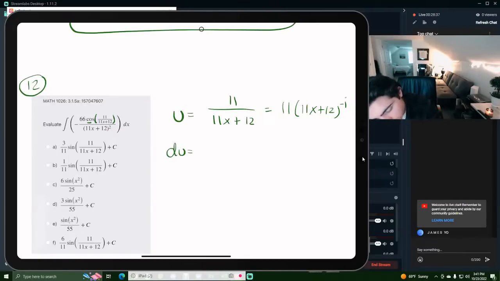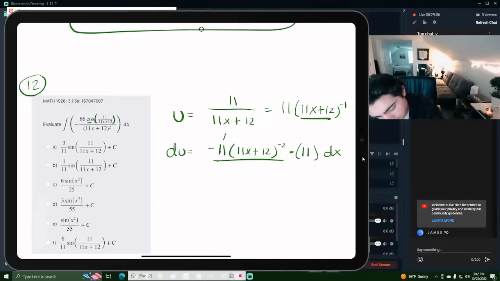Let's take the derivative, bring out the negative 1, we get negative 11. We leave the inside stuff the same. We subtract 1 from the exponent to get negative 2. That was the derivative of the outside layer, the outside power of negative 1. Now we need to multiply what we have here by the derivative of the inside. The derivative of 11x plus 12 is just 11. So we have all this stuff and then dx.